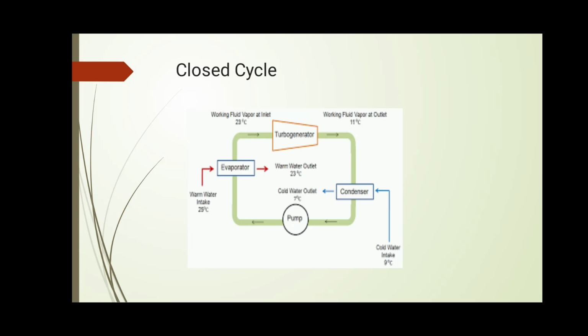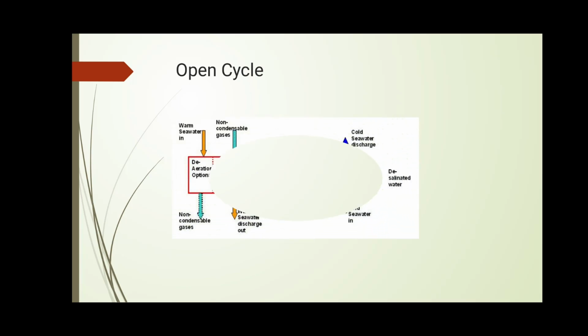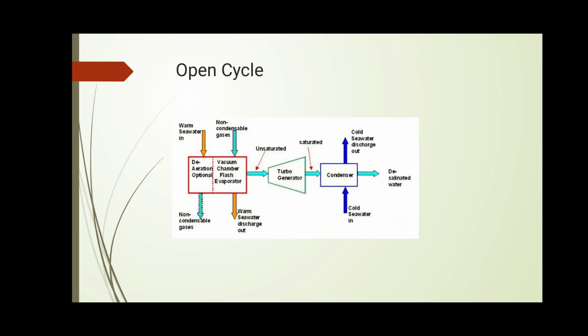The second system is the open cycle. In the open cycle system, warm seawater is the working fluid. The warm seawater is flash evaporated in a vacuum chamber to produce steam at an absolute pressure of about 2.4 kilopascals.